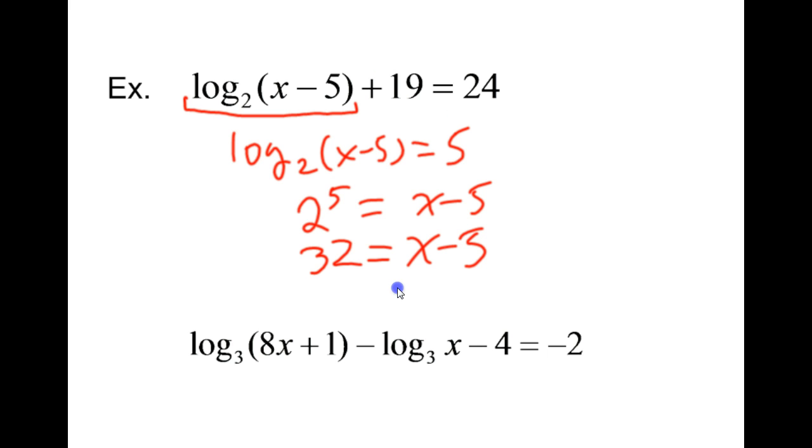And then you add the 5 across, so you get x equals 37. Now, folks, remember logs, you got to check it out. If I put a 37 in there, would you get an extraneous? No, so that's good.